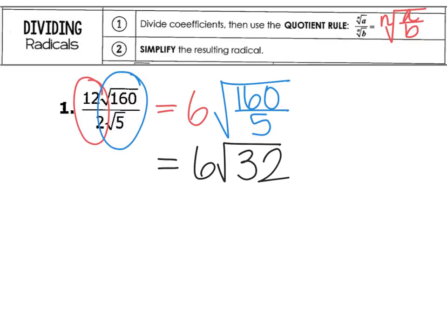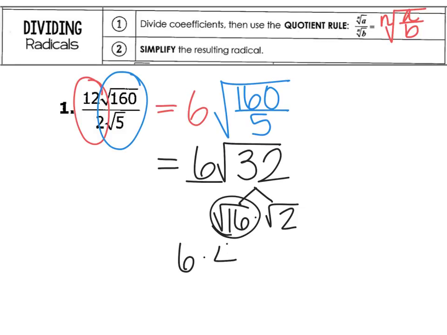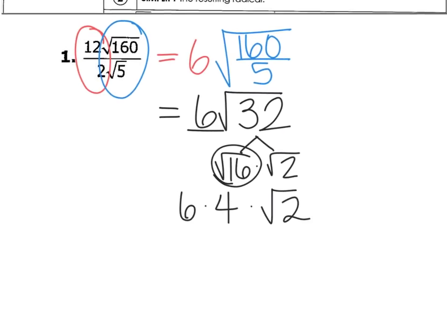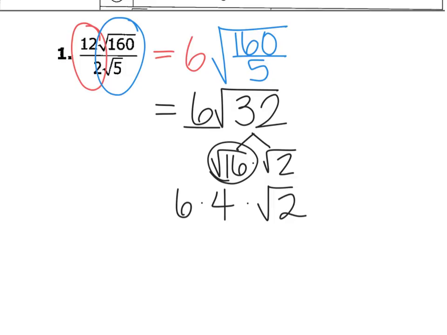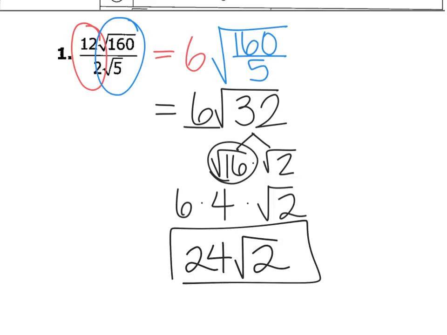Then we want to simplify this as much as we can. So we want to think of factors of 32 that are perfect squares. We've got 16 times 2. Bring down the 6, so we've got 6 times square root of 16, which is 4, times rad 2. And then rewrite this as our final answer, 24 rad 2.